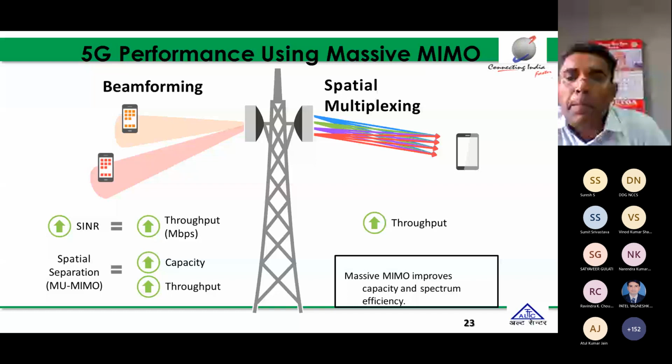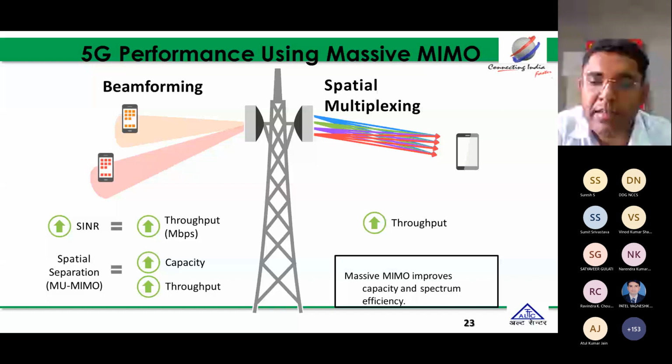That is 4 layers that your gNodeB transmits towards the UE. In that case, only throughput will be increased. That is the normal MIMO or point-to-point MIMO. So massive MIMO improves the capacity and spectrum efficiency as well. Capacity in terms of multi-user MIMO, and efficiency because they are using the same frequency and time domain resources for different users.